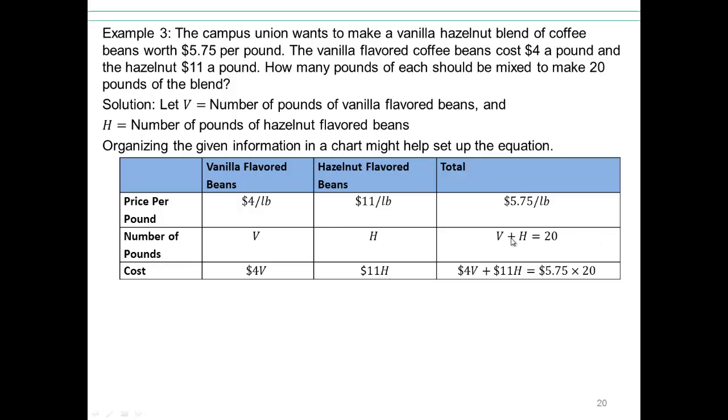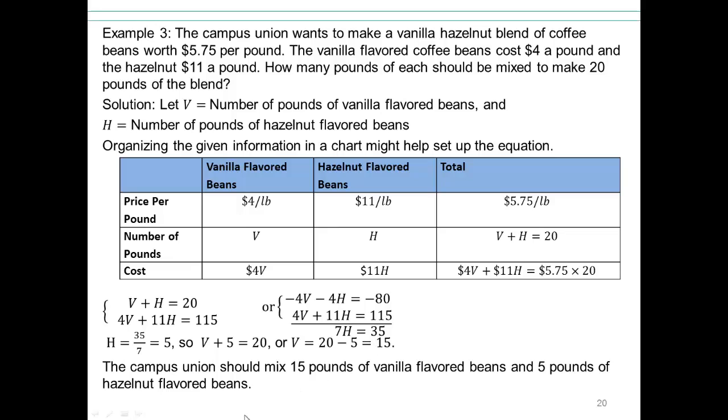Addition of the two number of pounds is 20. And the total cost together here is $5.75 times the 20 pounds that you want to make. So let's take a look then. This is our system. Multiply top row by -4, add the two, and solve for H. And that gives you that you should mix 15 pounds of the vanilla flavored beans and 5 pounds of the hazelnut flavored beans so that you can make 20 pounds that sell at $5.75 per pound.